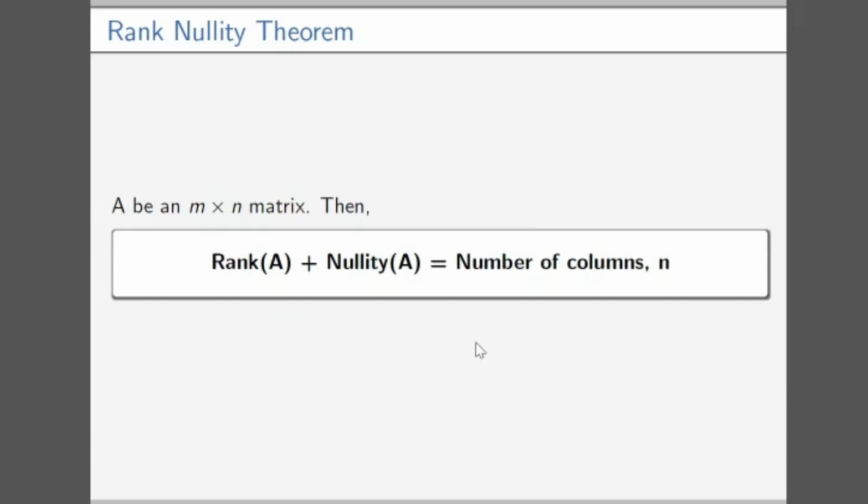Next, we have the theorem which is the title of my topic, the Rank-Nullity Theorem. If A is an m by n matrix, rank of A plus nullity of A equals the number of columns, which is n.